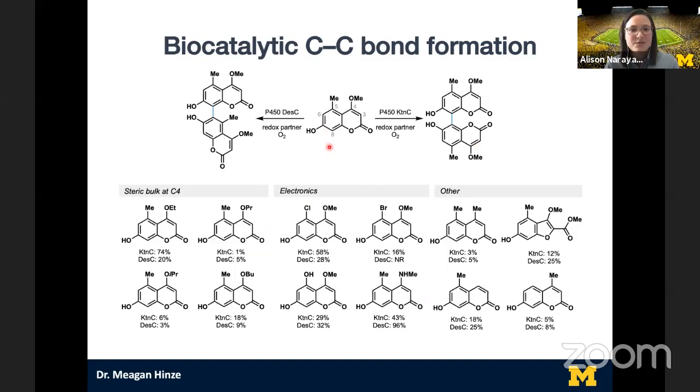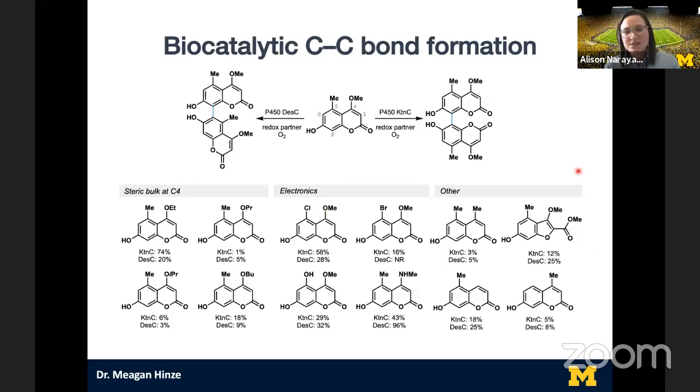What we found when we began to look at the substrate scope, at least with a number of different coumarin substrates, is that both enzymes seem to have a substrate scope where they tolerate various groups along the periphery of this coumarin.